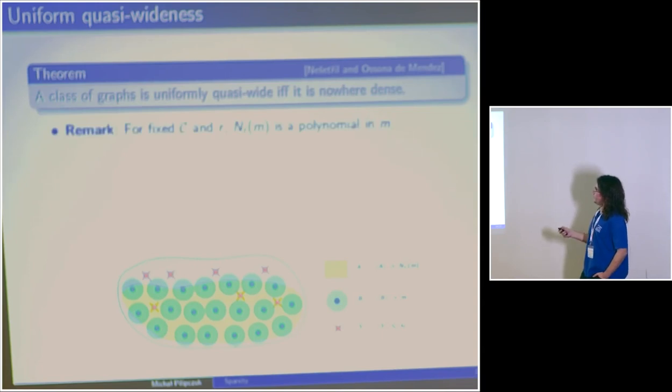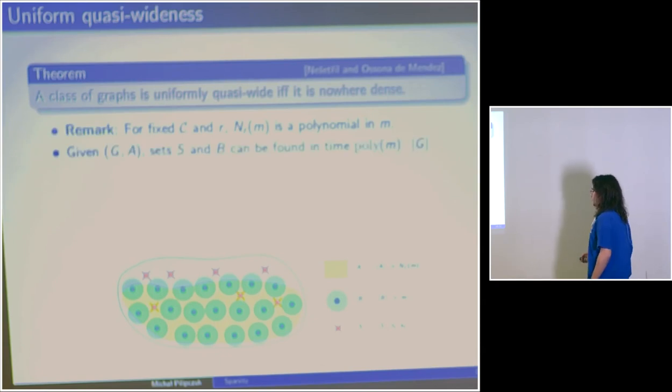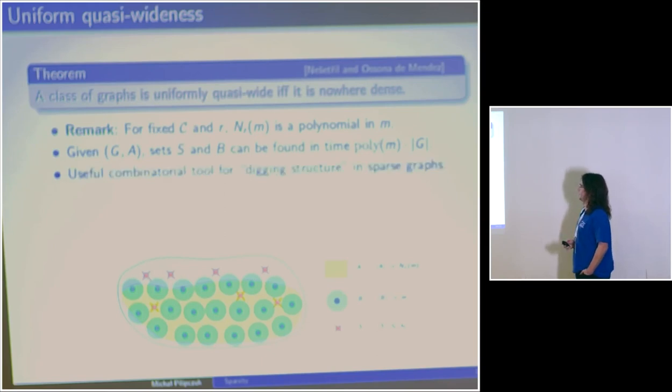Let me just remark that for a fixed class and fixed radius, this bound is actually polynomial. The first proof was super exponential, with Ramsey on Ramsey on Ramsey. But now we have better proofs that are polynomial. And this proof is also algorithmic. You can find such S and the scattered set in polynomial time. And this is a basic tool for digging structure in sparse graphs. You have a large subset of vertices that you want to understand.